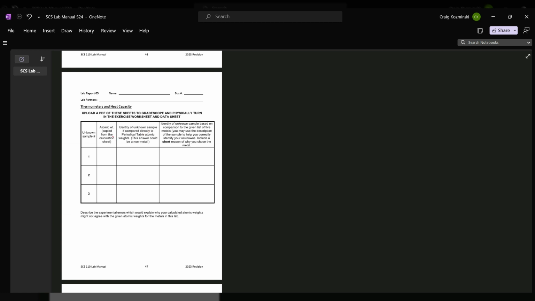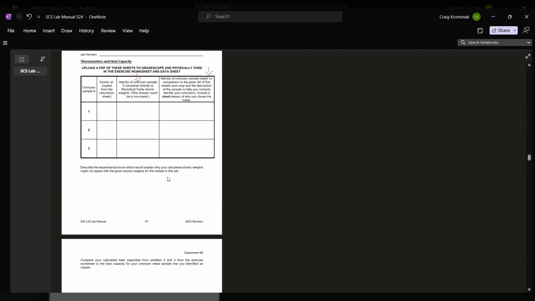If you only were to compare its atomic weight to the periodic table, that happens here. And then in the last column, you're going to attempt to identify the unknown metal based on the heat capacity. And you're going to identify that substance, and then you're also going to give a short description or reasoning. And then finally, here and on the next page, you're going to talk about the procedure itself.